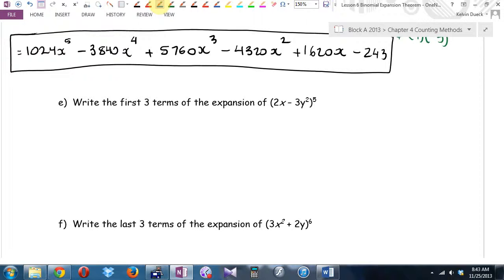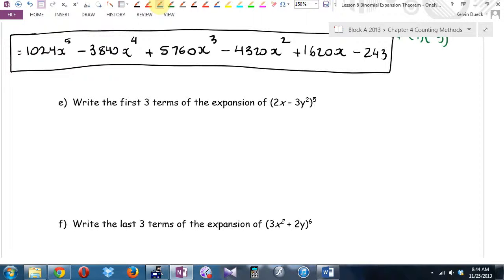By the way, Sean, in F, how many terms are there going to be? What's the exponent? In F, what's the exponent? 6. How many terms are there going to be? 7. Yes? We're adding 1, right? Because we start counting at 0. Okay, you with me? Okay, let's go back to E.